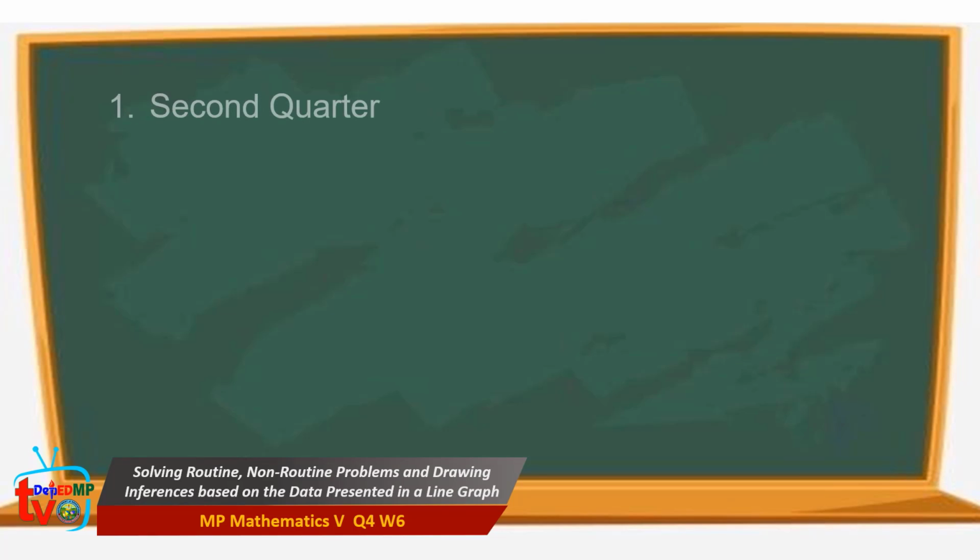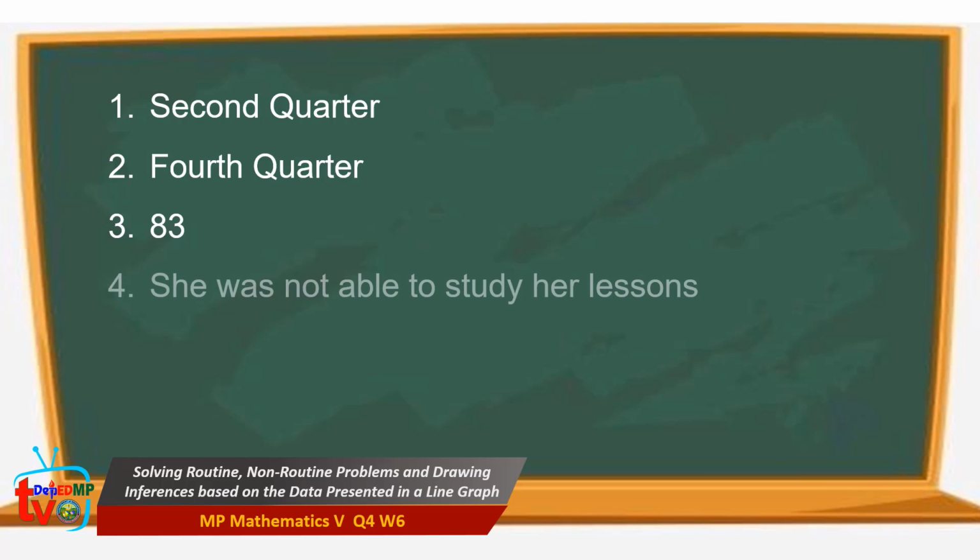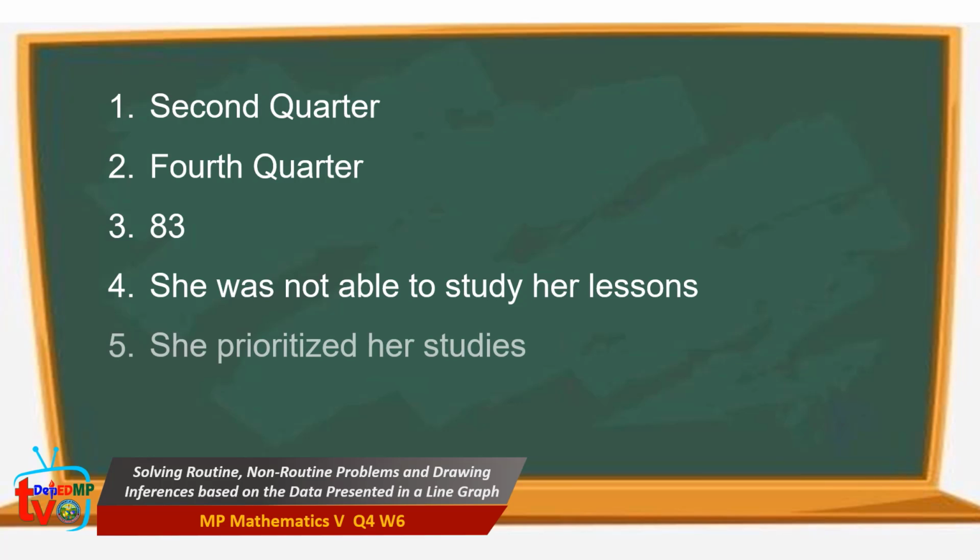Let us see if your answers are correct. The answer in number 1 is second quarter. Number 2, fourth quarter. Number 3, 83%. Number 4, maybe she was not able to study her lessons. Number 5, she prioritized her studies.